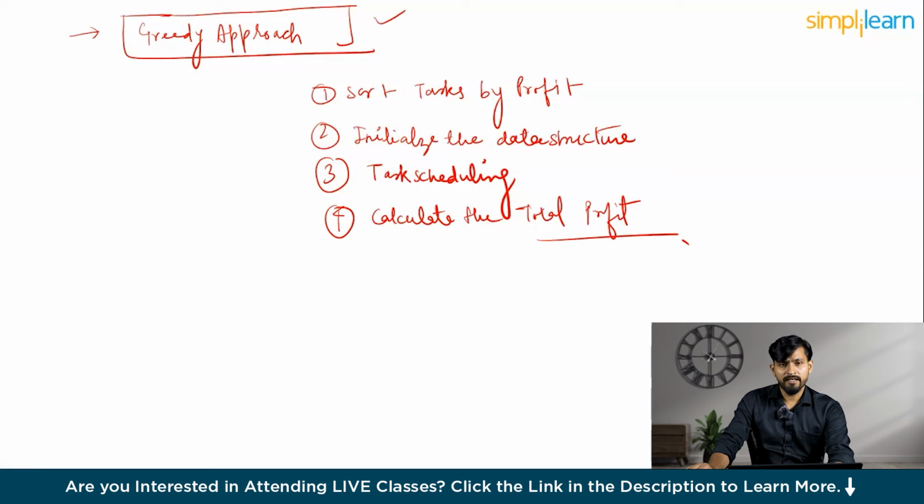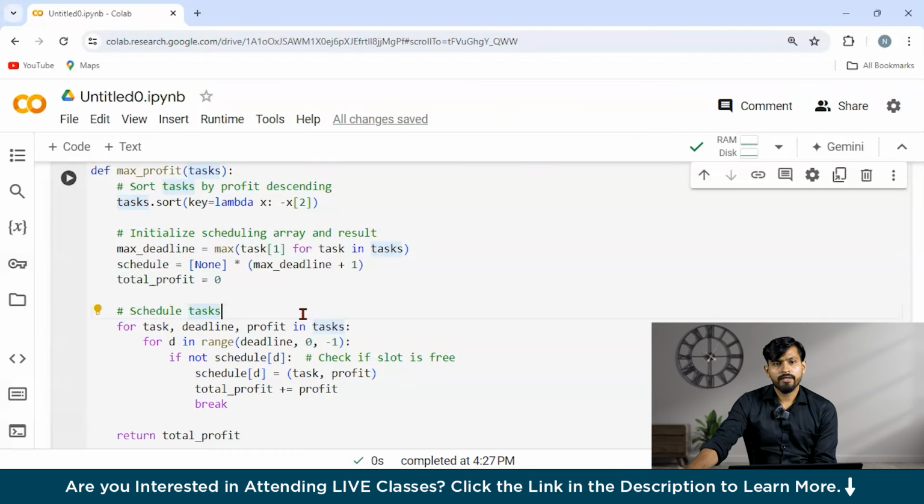So let us try to implement it in Python. Now guys, you can see all over here, we are defining a function called max profit, and here we are taking an argument called tasks. The next process is sorting the tasks by profit descending. We are using a lambda function here: tasks.sort(key=lambda x: x[2]). Then the tasks are sorted in descending order based on profit. This sorting is crucial because the greedy algorithm prioritizes the higher profit tasks to ensure that they are considered first. This maximizes the total potential profit that can be secured.